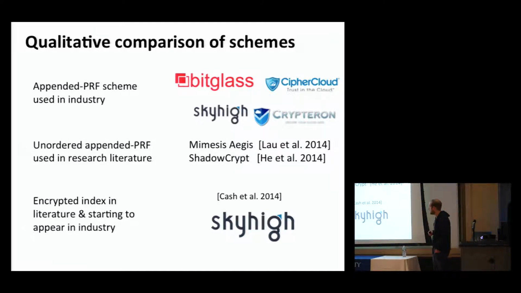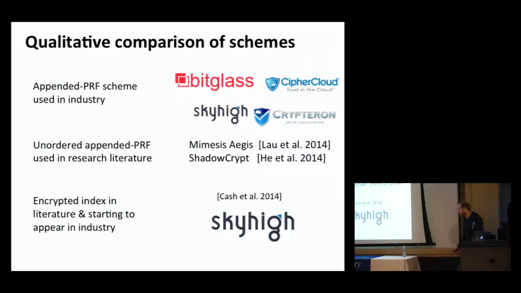The unordered appended PRF scheme has appeared particularly in a couple of nice systems papers that were built to do things kind of like what Mylar was doing before, but in different contexts. Particularly it's Mimesis Aegis and ShadowCrypt. And it probably appears in some places in practice as well, though I don't have any confirmation of that. And then finally, some of the newer encrypted index schemes that we've seen, like the Cash et al. one from 2014, obviously there's been a lot of work in the literature, we're also seeing them start to appear in some contexts in industry.